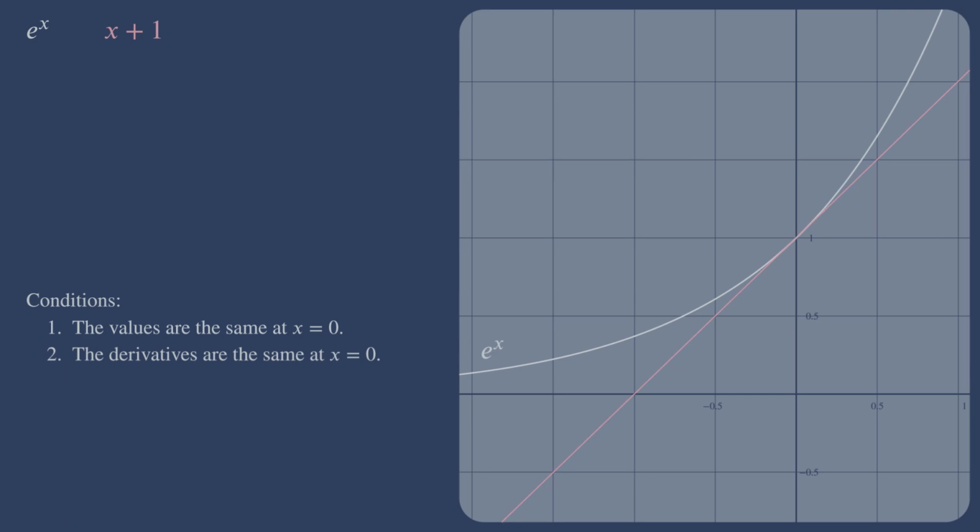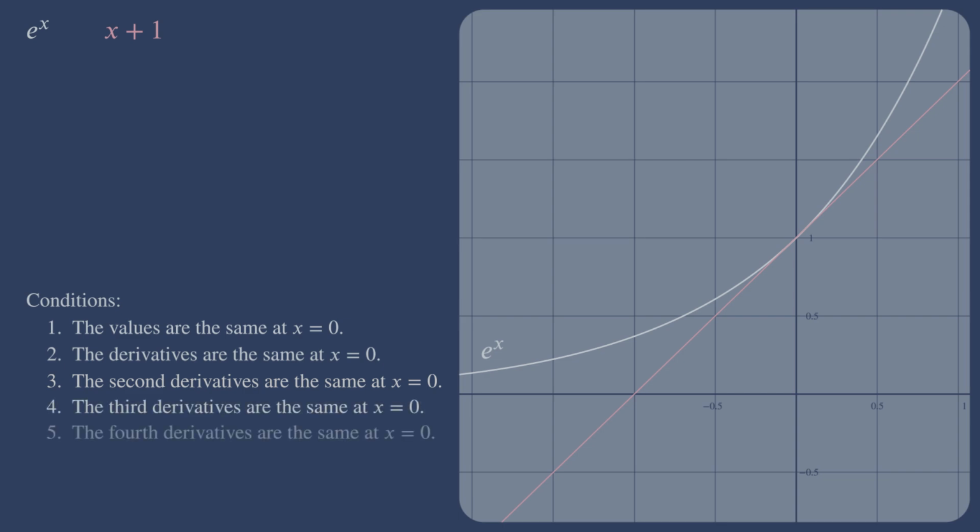Can we do better? The key issue with our approximation is that its slope is constant while the slope of e to the x varies. In other words, the rate of change of the slopes are different. Since the rate of change of the slope is given by the second derivative, we can improve our approximation by adding a third condition. The second derivatives are the same at x equals 0. To further improve our approximation, we could continue adding conditions for the third derivative, fourth derivative, and so on. While we have the idea, how can we achieve this?